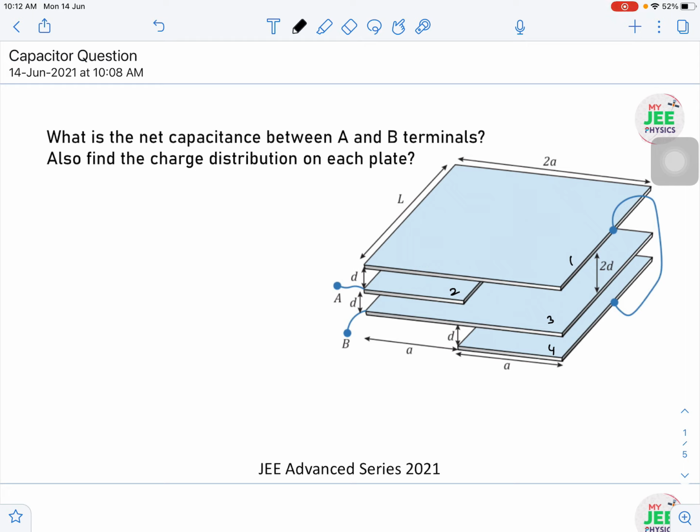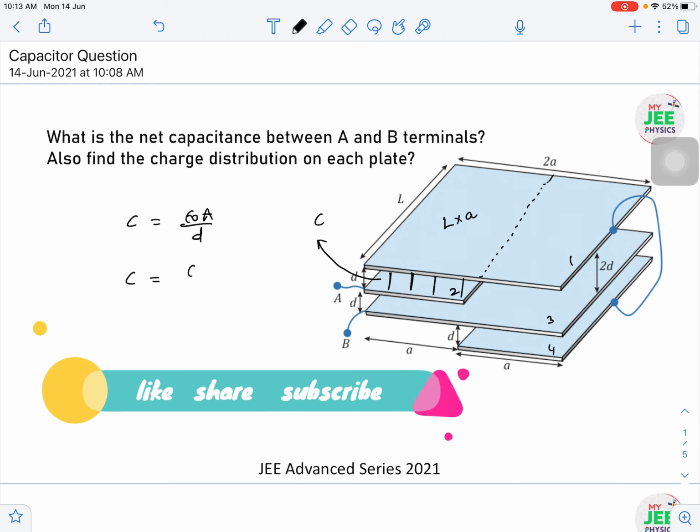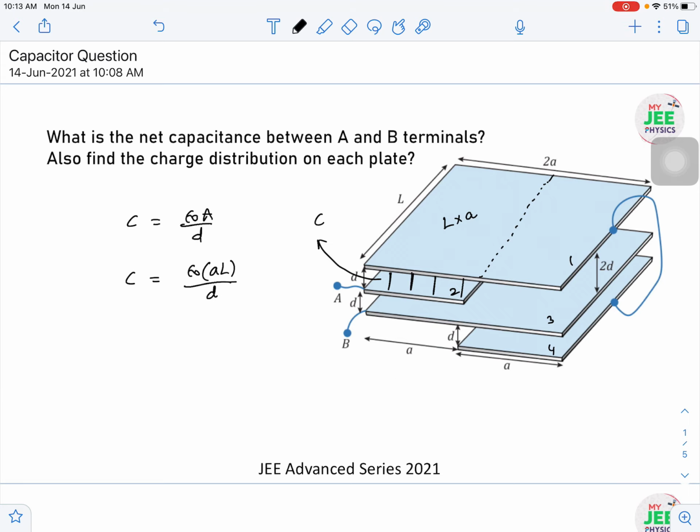For that, I'm taking half of the plate. The upper plate, I'm taking half of it, whose dimensions are L into A. Whatever capacitance is there between half of the first plate and the second plate, I'm writing that capacitance value as C. Then C can be written as epsilon naught A by D. Whether a capacitance is formed or not, we don't know yet. If a capacitance is formed, this will be the capacitance between those two plates: epsilon naught into area, which is A into L, by D. So this is the capacitance value.